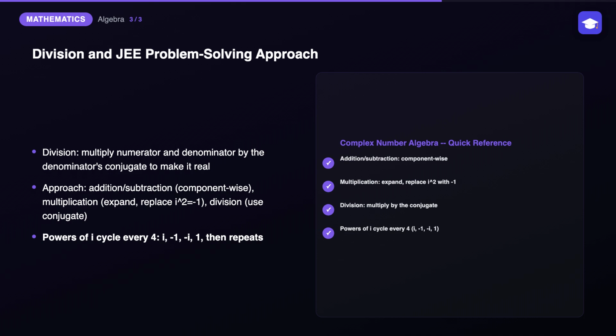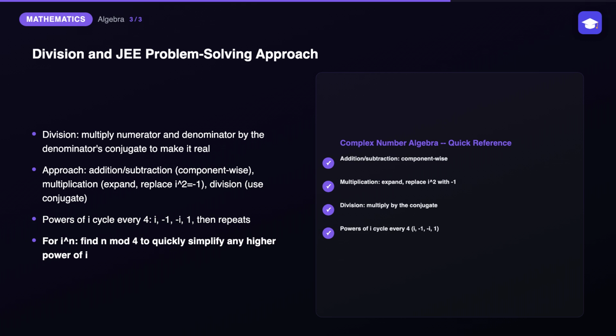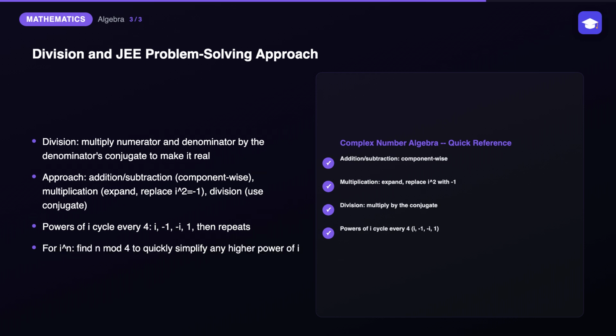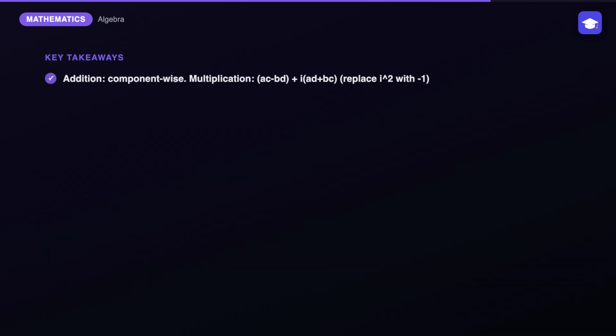A frequently tested trap involves higher powers of i. Remember the clean 4-step repeating cycle: i to the power 1 equals i, i squared equals -1, i cubed equals -i, and i to the power 4 equals exactly 1. Any higher power of i can be quickly simplified just by finding the remainder when that specific exponent is divided by 4. Let's recap.